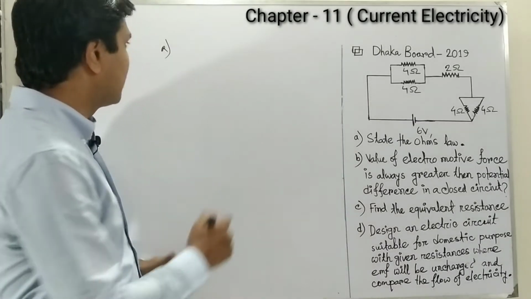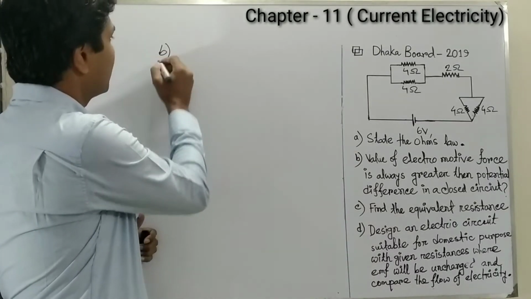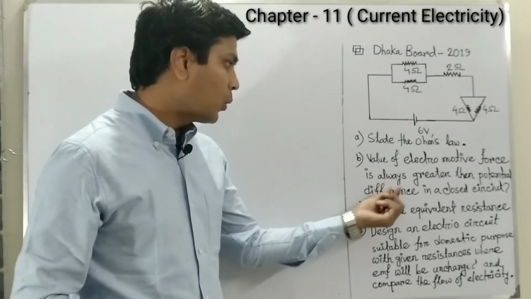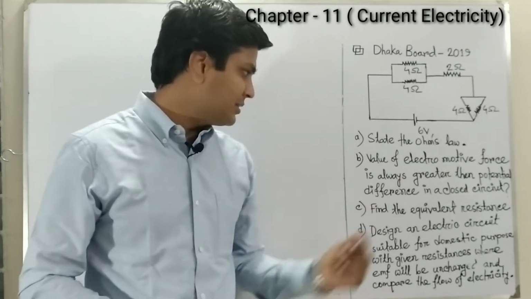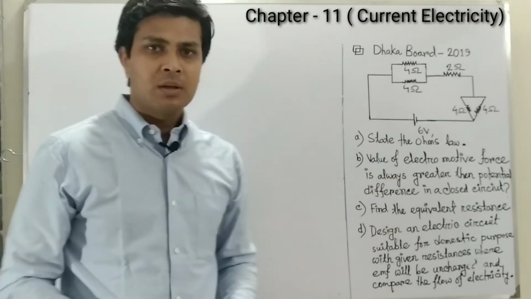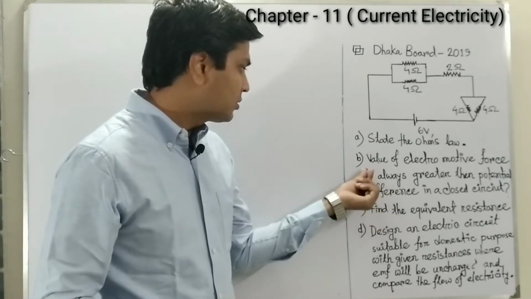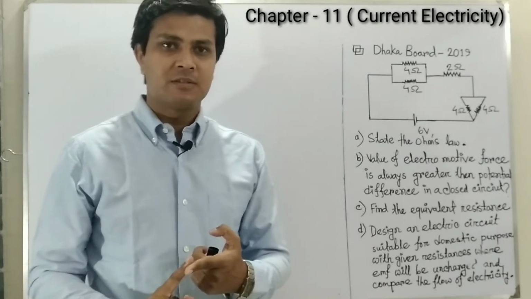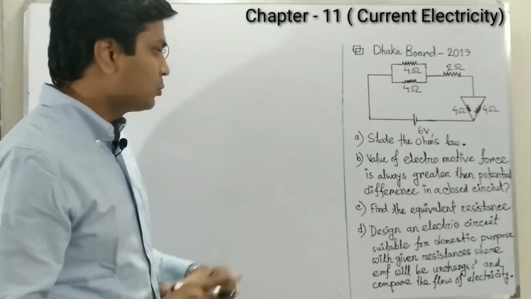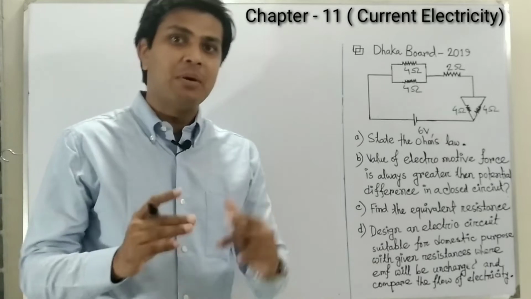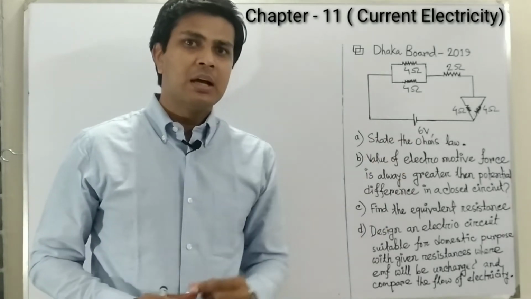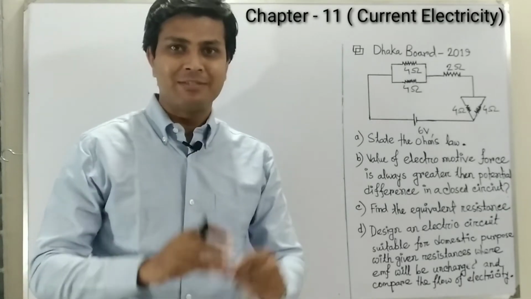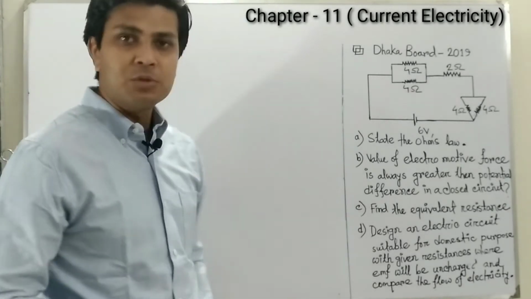Now question number B. The question is: the value of electromotive force is always greater than the potential difference in a closed circuit. To solve that question we have to know what electromotive force and potential difference are. First let us know electromotive force. Electromotive force means the amount of work done to bring a unit of positive charge from one point of the circuit to the same point of the circuit by traversing the whole circuit.